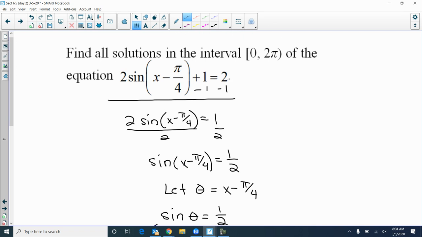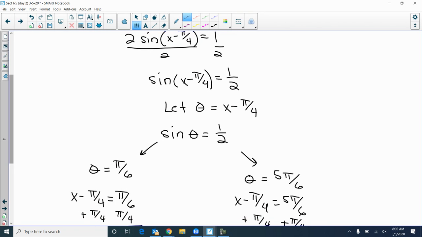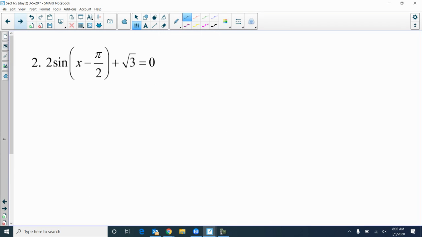Isolate the sine of whatever you're taking. So what's in parentheses actually doesn't matter. It's just what's on the right. You're figuring, all right, what angle equals a half? It's the sine of what angle equals a half? And that's 30 degrees and 150. So that's a little bit of why we do substitution.